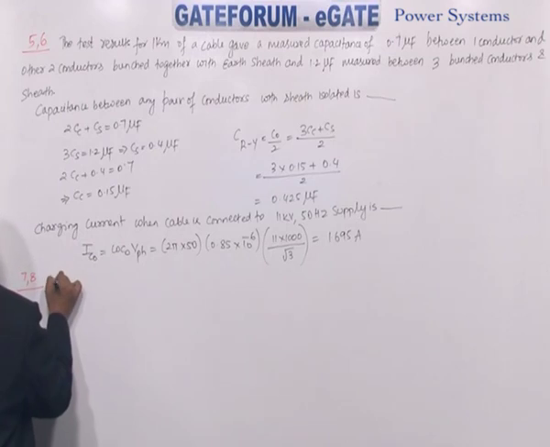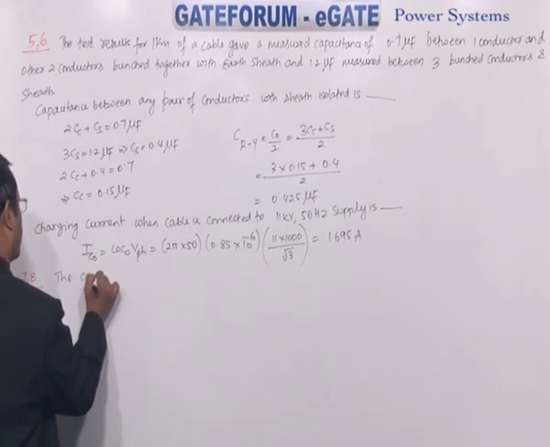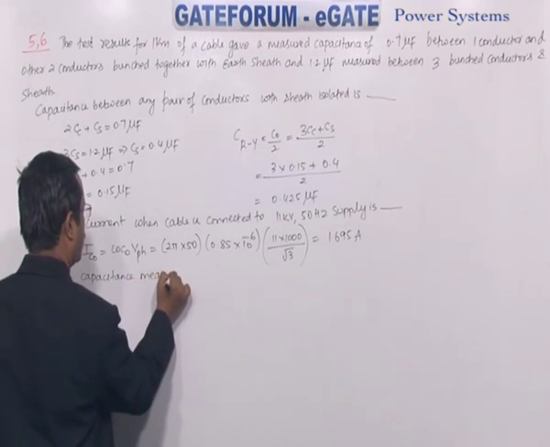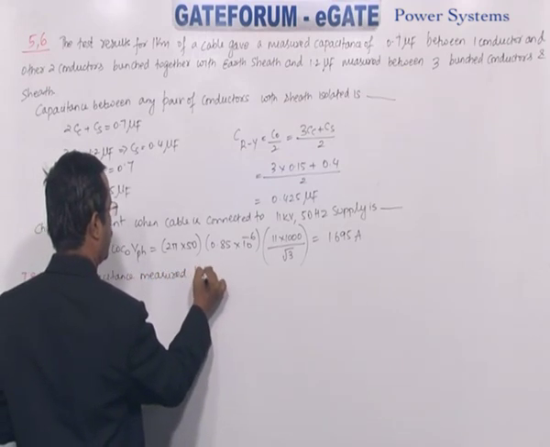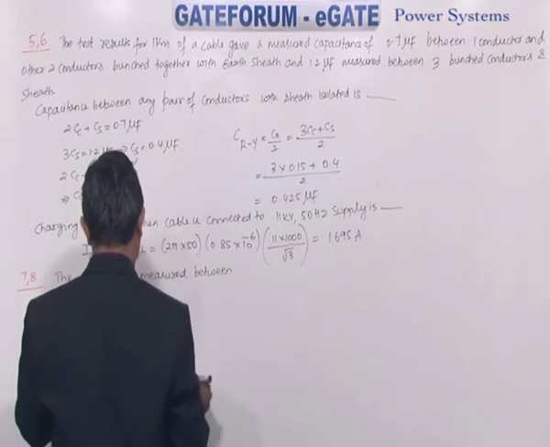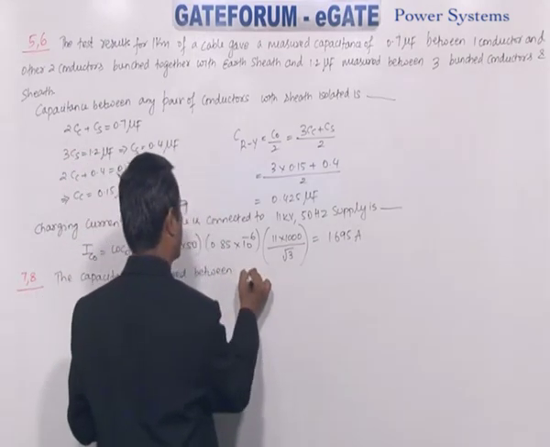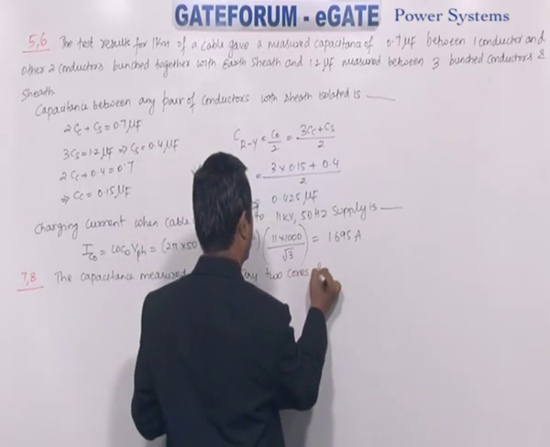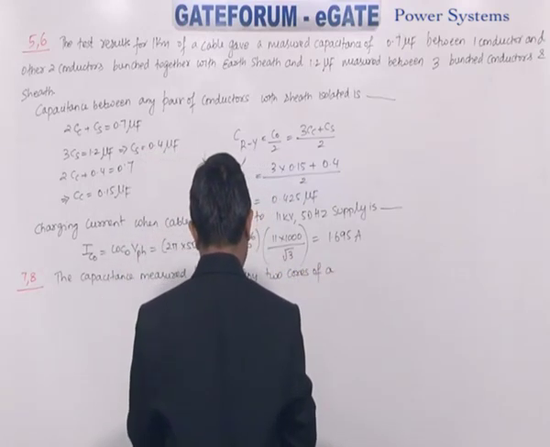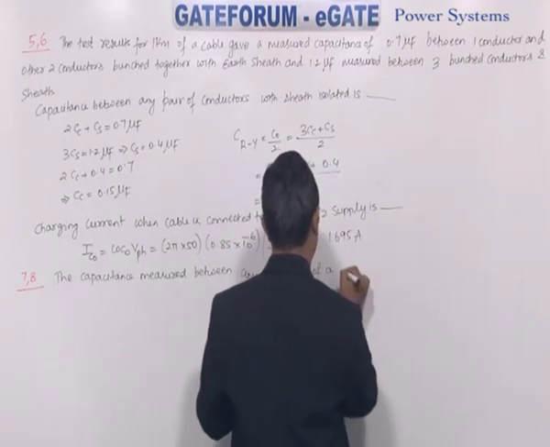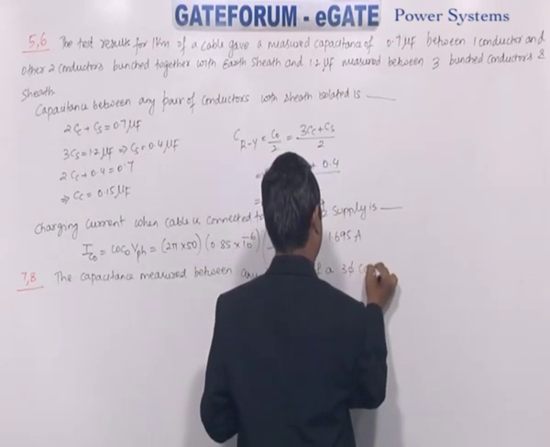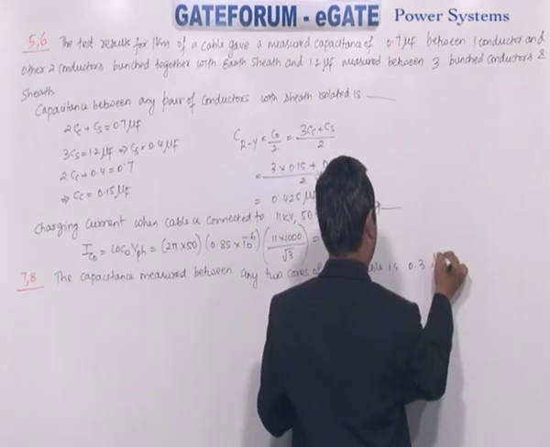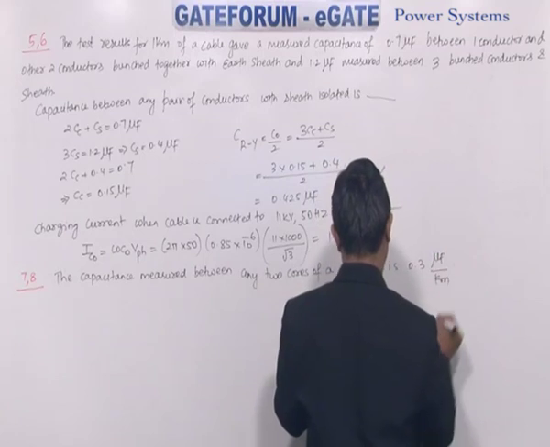Now the next question. The capacitance measured between any two cores of a three-phase cable is 0.3 microfarads per kilometer.